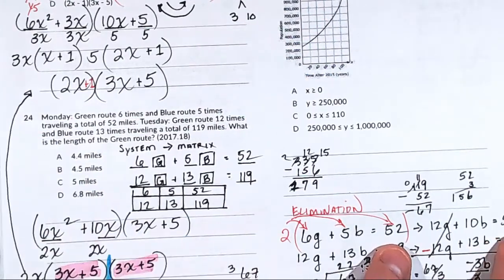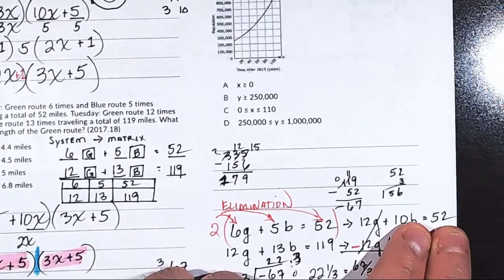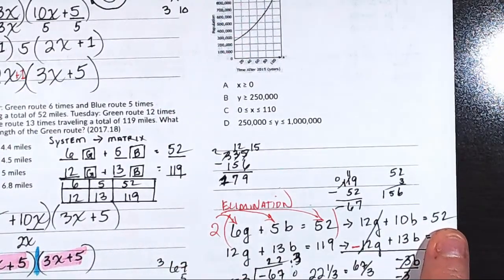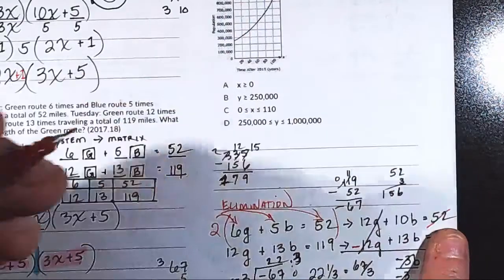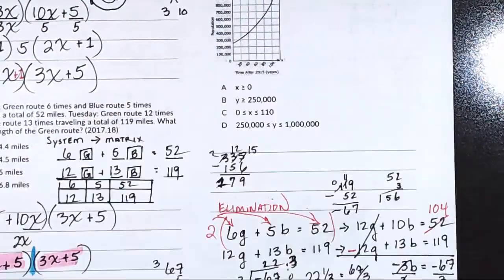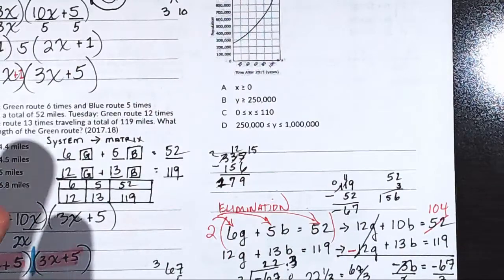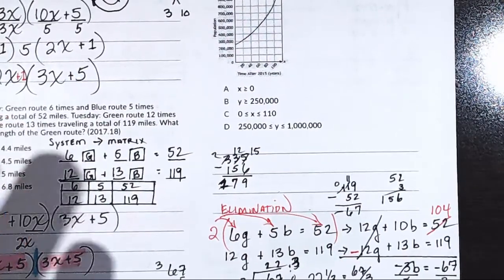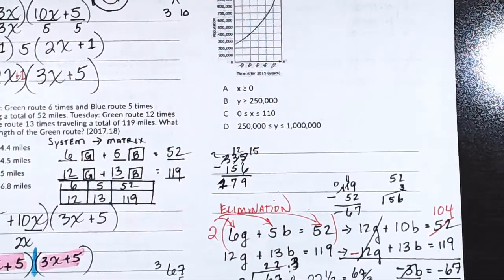I see the problem. I wrote 52, and right there it should have been 104. This was the mistake. This should have been 104. Okay, I'm actually going to barrel ahead and solve this again.